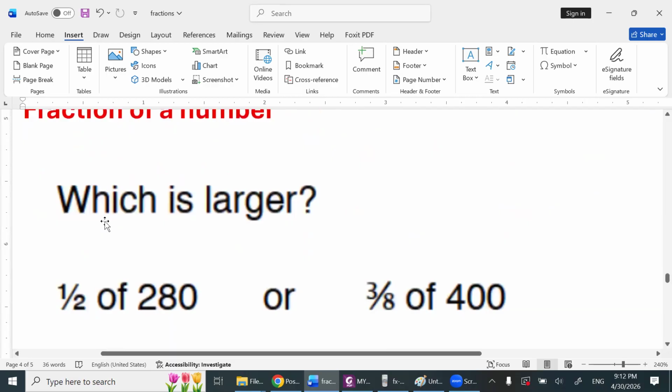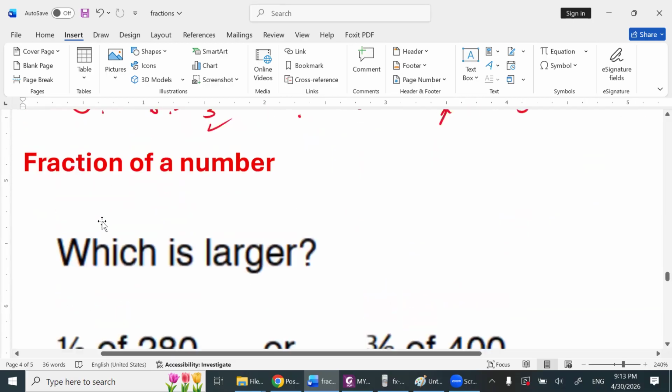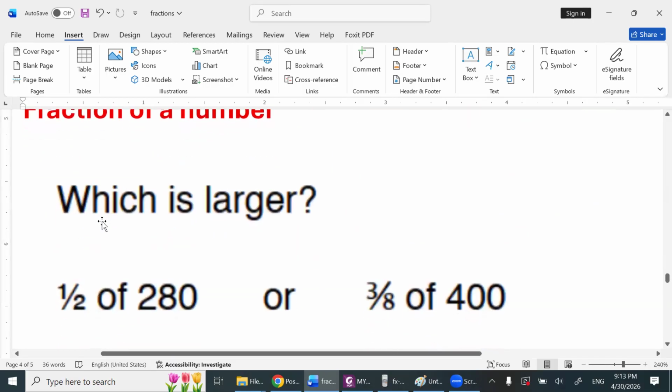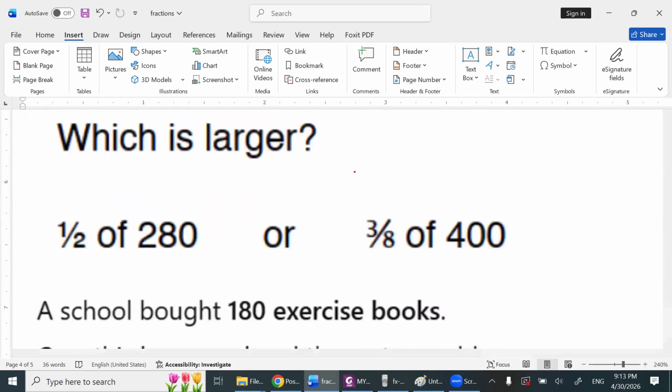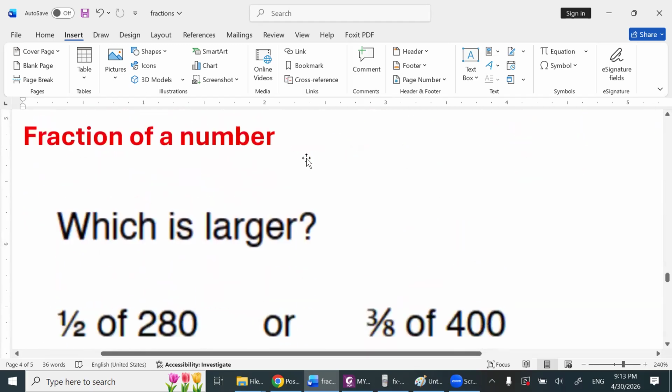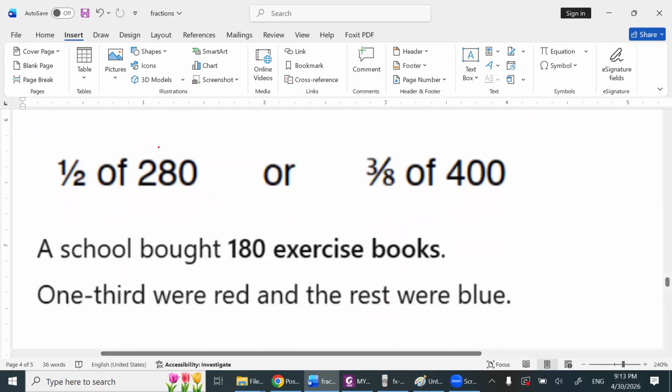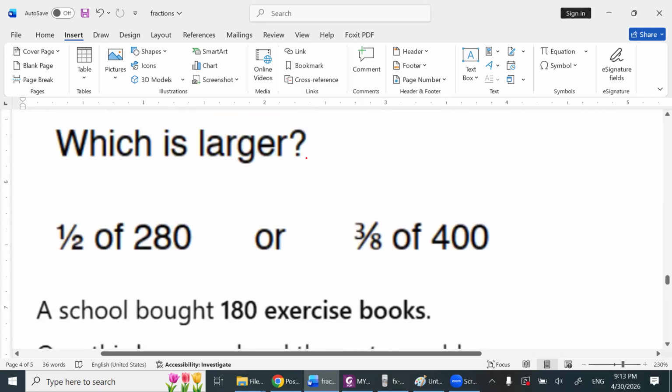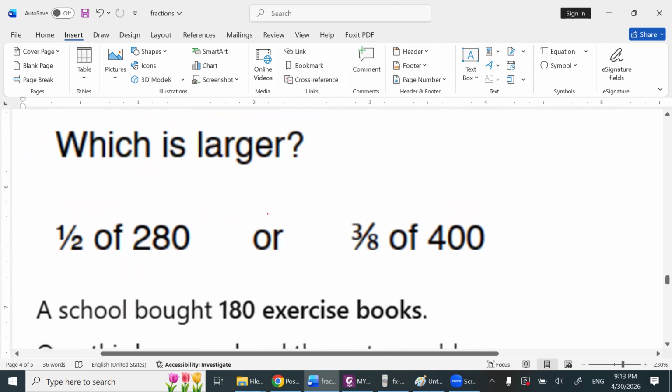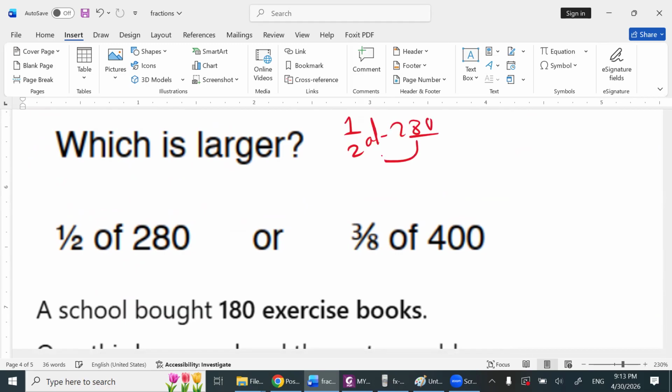Fraction of a number. Fraction of a number is an easy job. Divide by the bottom, then multiply by the top. Fraction of a number means part of a number. If you calculate a fraction of a number, you have to divide by the denominator, then multiply by the numerator. For example, which is larger, half of 280 or 3/8 of 400? Let's calculate half of 280. You will divide 280 by 4, then multiply by 1.